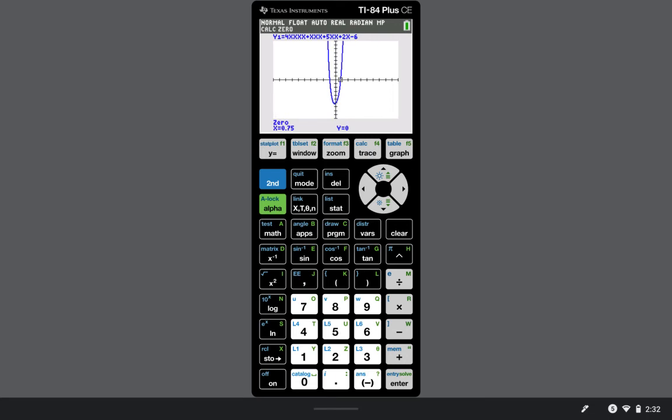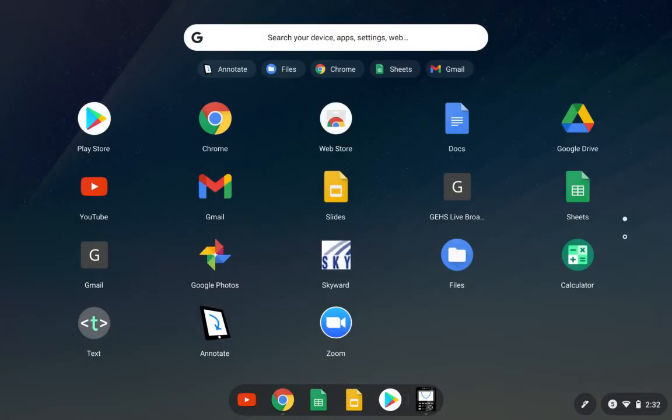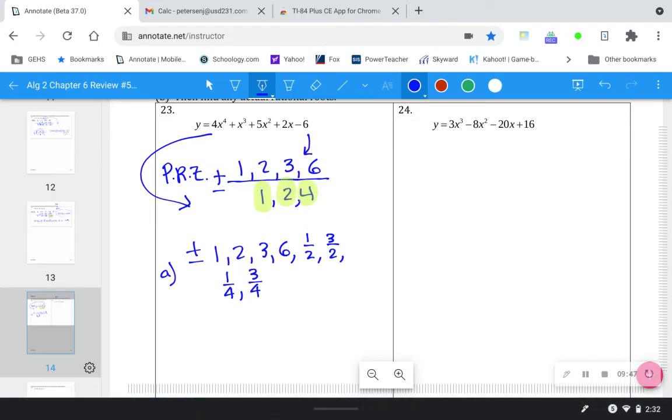So we had -1 and positive 3/4. -1 and positive 3/4. Those are the rational roots. Now, because this has got a fourth power, you know there's 4 answers. The remaining two answers must be either irrational or imaginary.